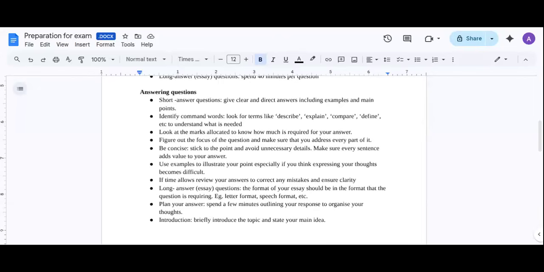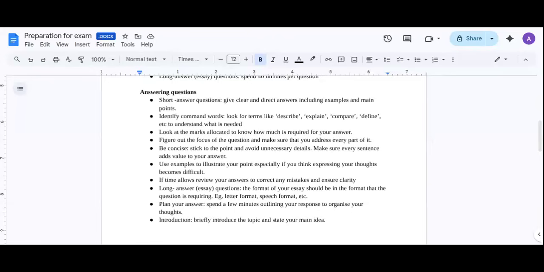Right. Then we have here, figure out the focus of the question and make sure that you address every part of it. Now, sometimes you may see the question and you know the content, so you don't read properly to actually figure out what they're asking. And you just begin to write all the information you have on the specific thing, not knowing that they asked you something else.